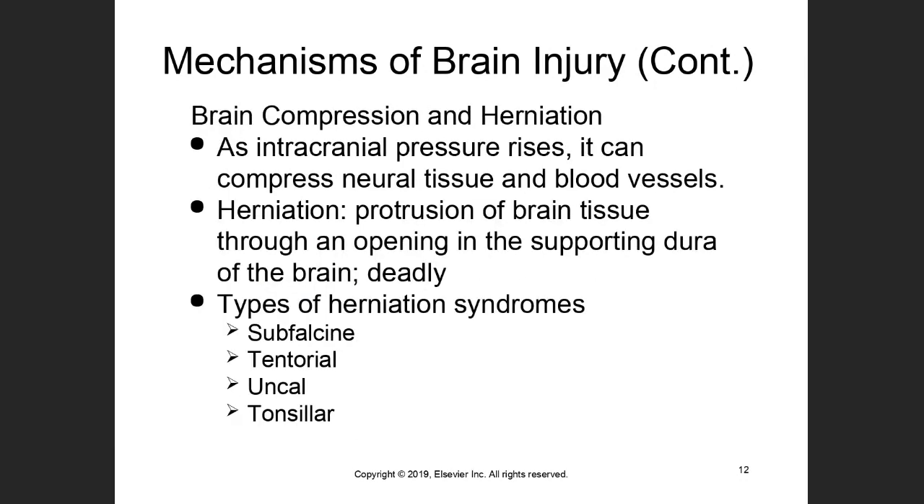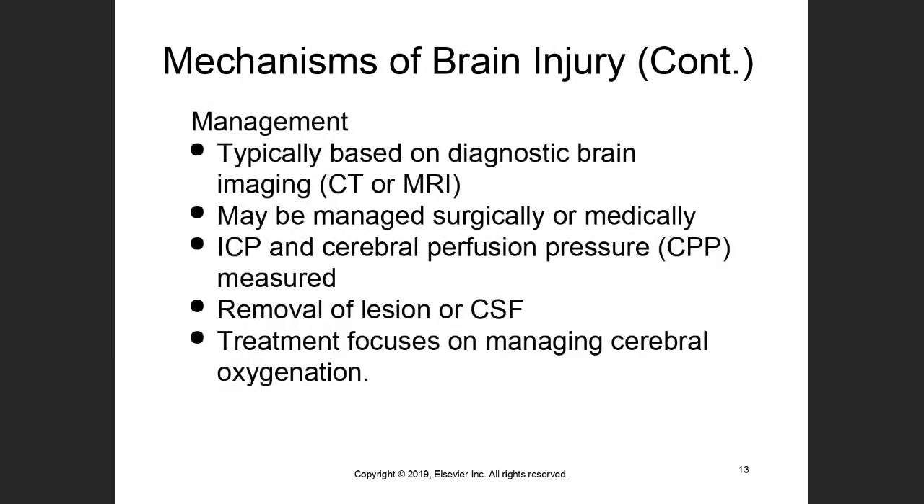Brain compression and herniation. As intracranial pressure rises, it can compress neural tissue and blood vessels. Herniation is protrusion of brain tissue through an opening in the supporting dura of the brain. There are types of herniation syndromes: subfalcine, tentorial, uncal, and tonsillar. That's why intracranial pressure is an emergency, and we have to take care of it, because herniation is not compatible with life, and the patient is going to die.